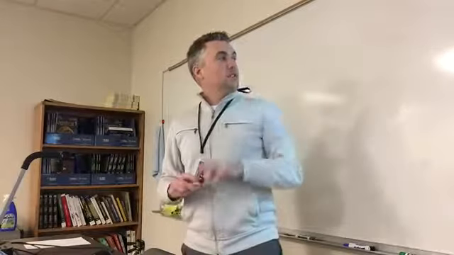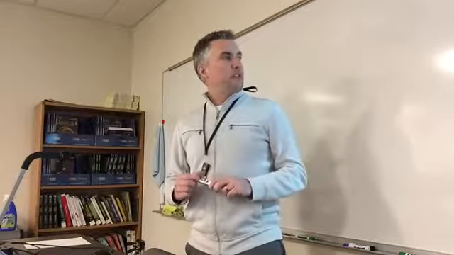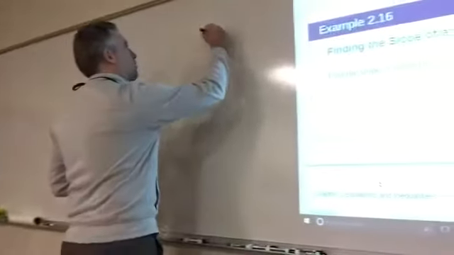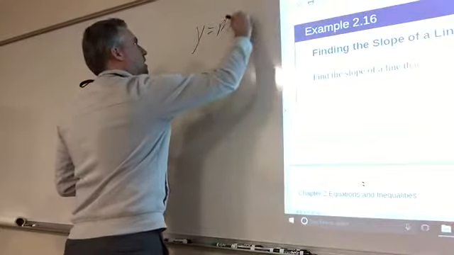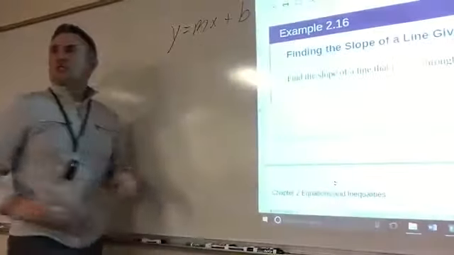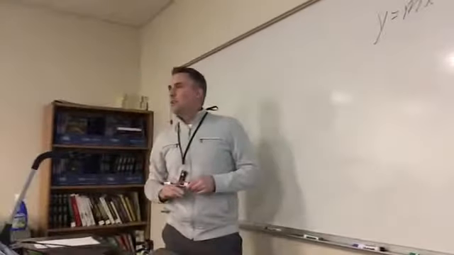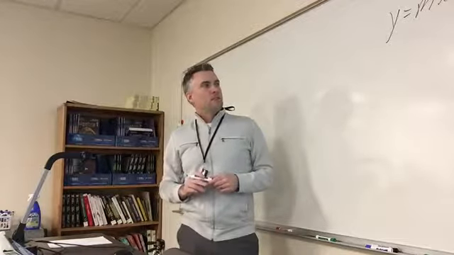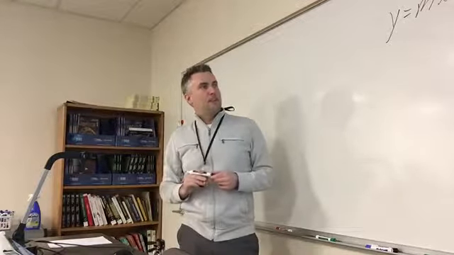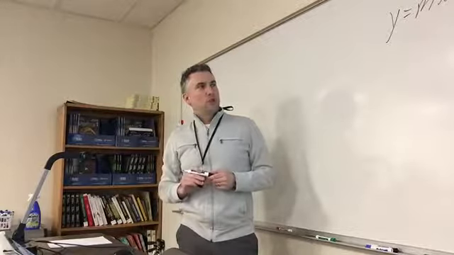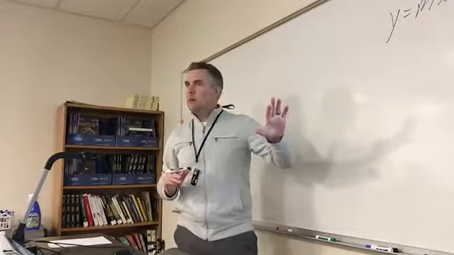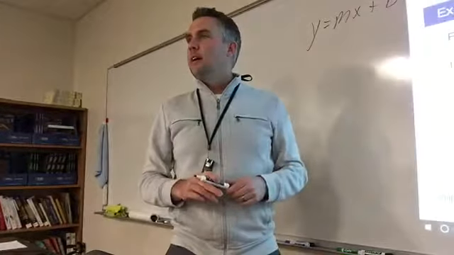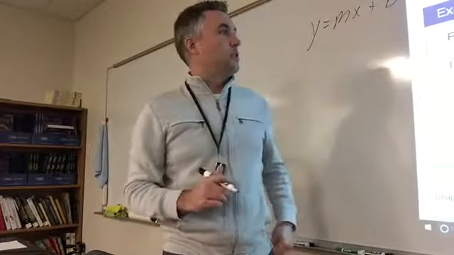So it says, find the slope of a line that passes through 2 points. You guys might remember this from Algebra 1. y equals mx plus b. That's just our standard form of a linear equation, a line, where m represents the slope. I'm going to talk about how we would do this with paper and pencil first, and then how we can do it on our computer.